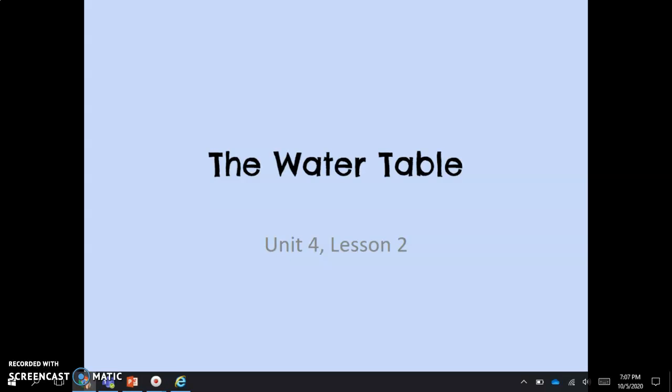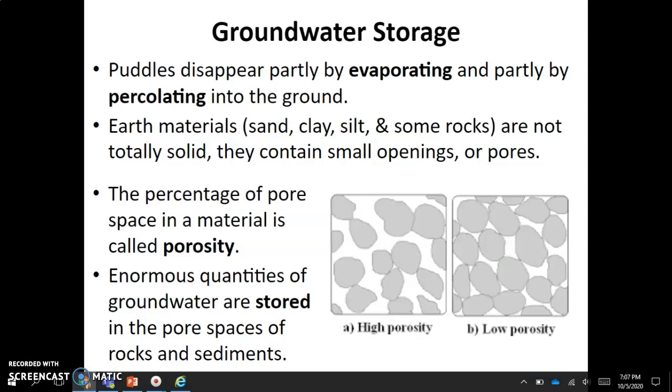So yesterday our focus was on surface water. Today we're going to talk about groundwater and the difference between surface and groundwater. So as always, you should have downloaded your interactive notebook pages for today, and we are just going to jump right in. So we've already talked about porosity versus permeability, but we're going to go over it a little bit more in depth right now.